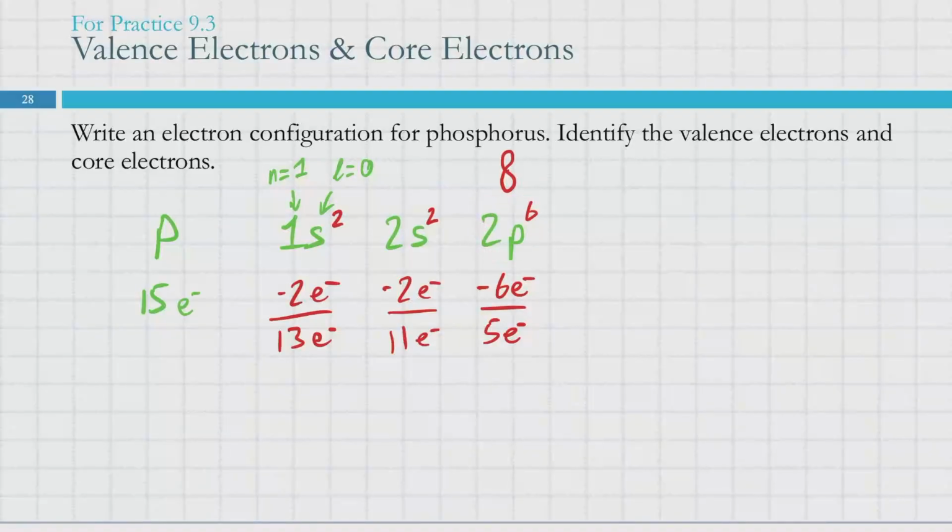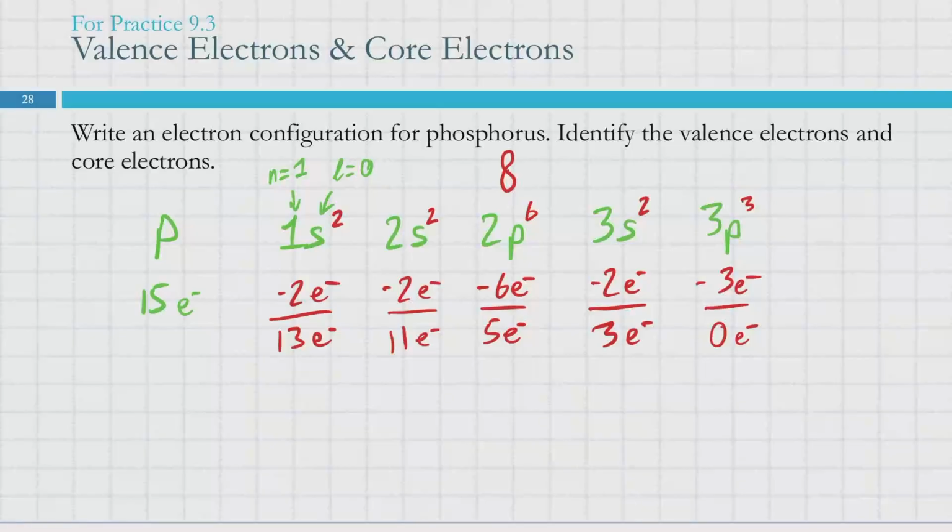After 2p, we have to jump up to n equals 3. And s is still going to be lower energy than p. We can fill that up by adding 2 electrons in. We'll have 3 electrons left over, and those will go into our 3p, since p is lower energy than d. So it'll be 3p3. And if I had been thinking about it, we could have just done our shortcut, but that's fine. So this would be our correct electron configuration for phosphorus.